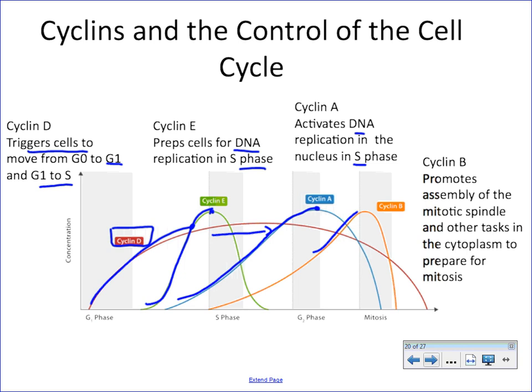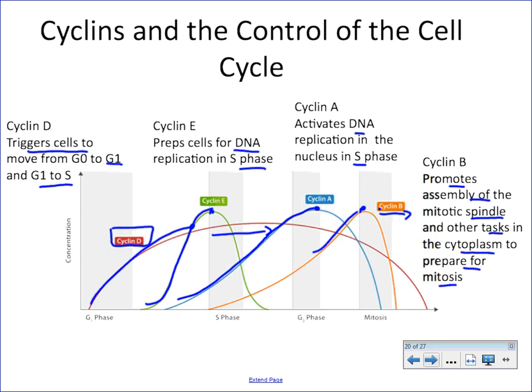And as the cell continues to move through the G2 phase, you'll have cyclin B starting to reach a peak concentration. And cyclin B is going to promote the assembly of the mitotic spindle, and will perform other tasks in the cytoplasm to prepare for mitosis. So as cyclin B reaches its threshold, it'll help push that cell into mitosis.